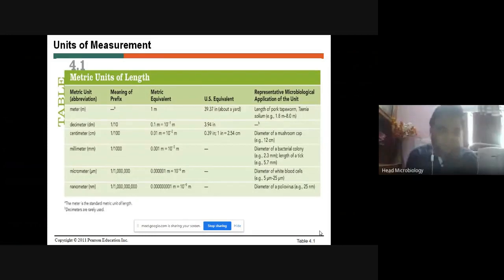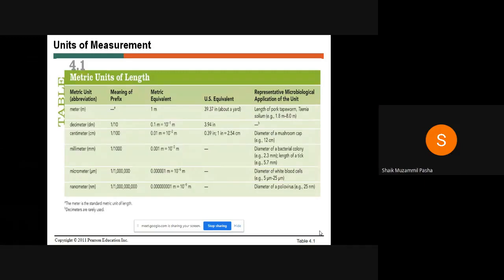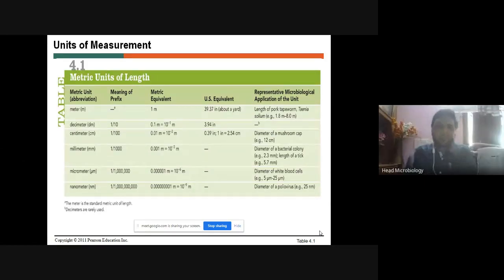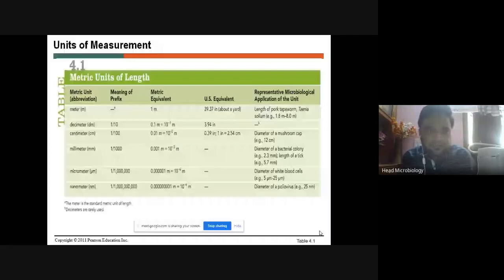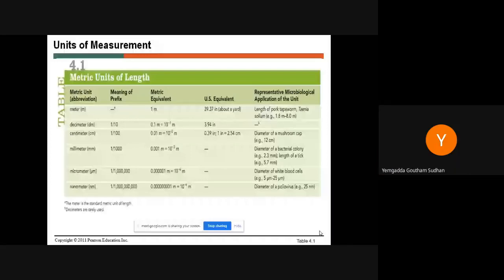What is the size of one bacterium, or the measurement sizes? What is the unit of distance or length? Anybody? The SI unit of length? Millimeters? No, it is the meter. How many centimeters are there in one meter? 100 centimeters.